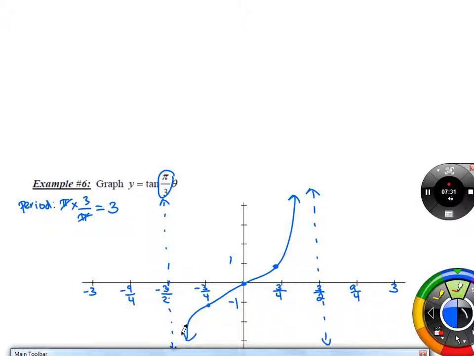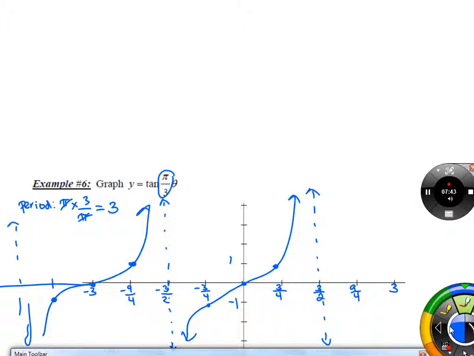And remember, we could continue it in each direction. So if this axis continued over here, that same sequence of points. And the same thing would happen in this direction.